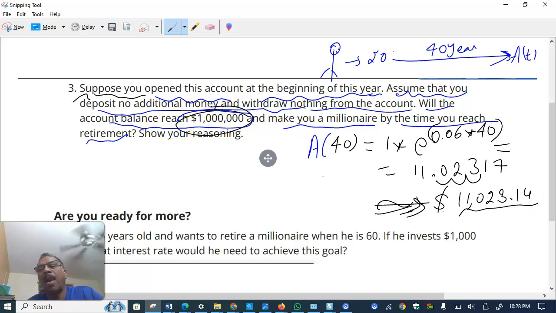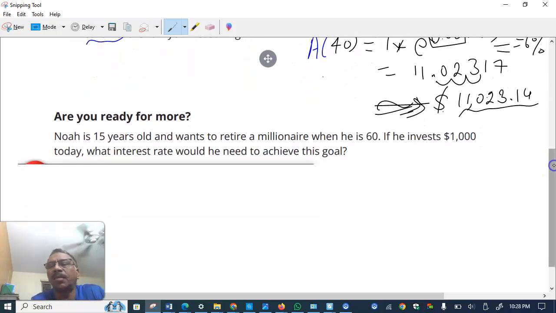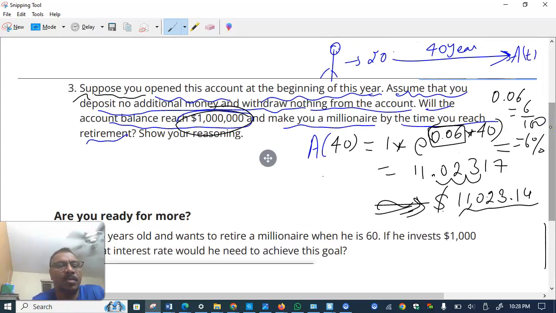But the question is, is it possible to get $1 million? So we have to fix maybe the rate of interest. What you see here is the rate of interest is 0.06, which is 6 over 100, which is 6%. The question is, can we change this to something different? So if you work 40 years with this interest, you make 11,000 after 40 years.